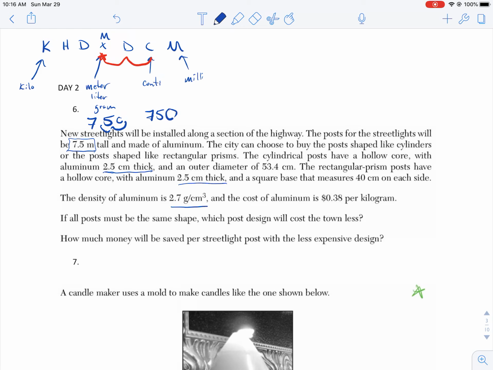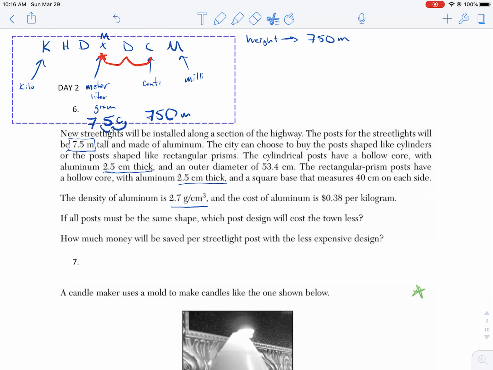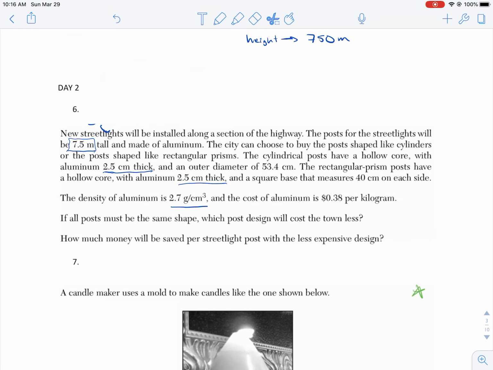So 750 centimeters is actually 7.5 meters. Sorry, thought I had a sneeze coming. All right, so that is the height of all our posts, 750 centimeters. I'm going to get rid of this piece right here, just to save room.